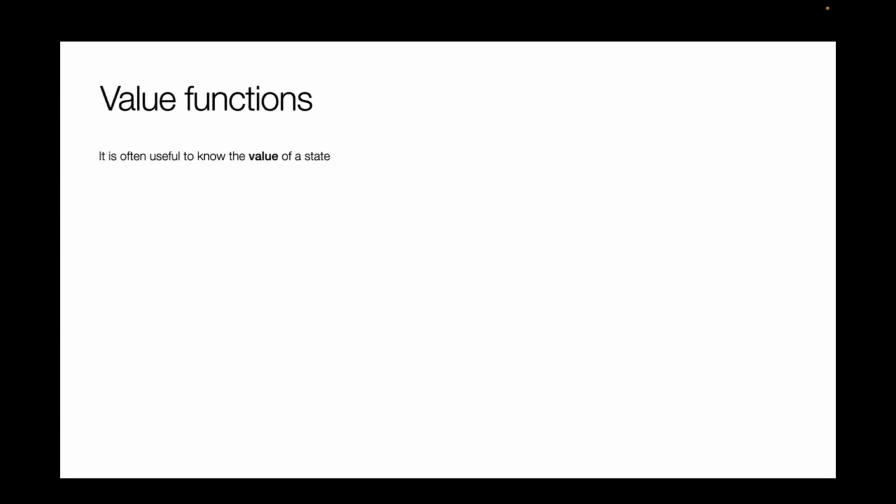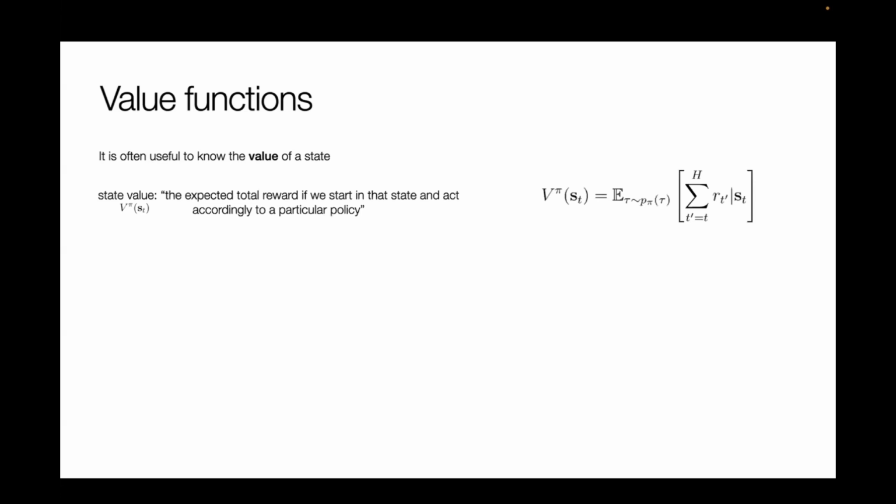So hoping that this is clear, I think it is important to spend a few words on the concept of value functions, because it is a key concept throughout the entire RL landscape. And in particular, it is very often useful to know what is the value of a state. And we have different definitions of value, of course. We could think of state values, which are then embedded into state value functions. And a state value is essentially the expected total reward that we expect to see if we start in that state and act according to some policy.